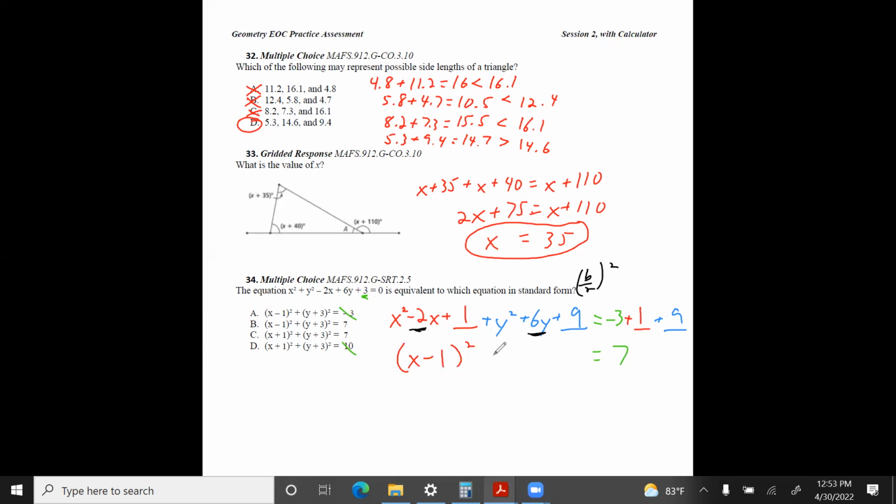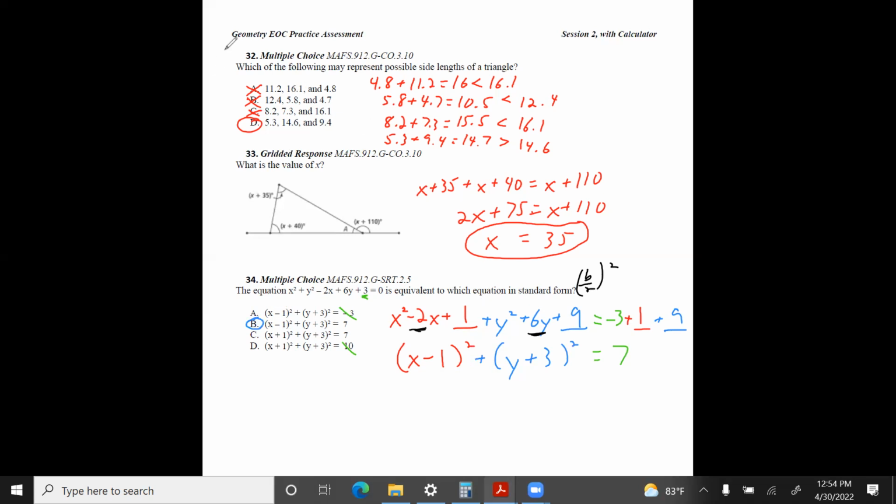Then for the next one, again, we're going to do a binomial that's squared. Square root of y squared is y. Square root of 9 is 3. Not square root, the sign from the middle, which is positive. So now look at which one matches just like that equation. And we have a -1, a +3. That is B. And that's going to be our answer.